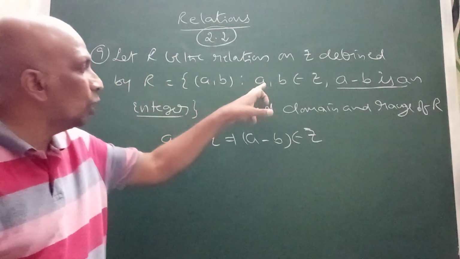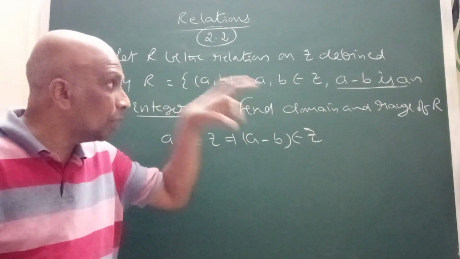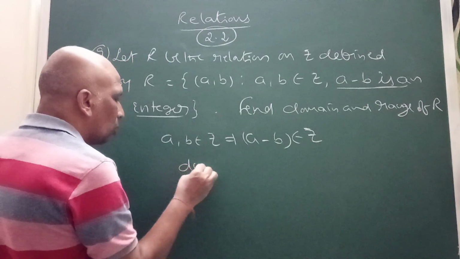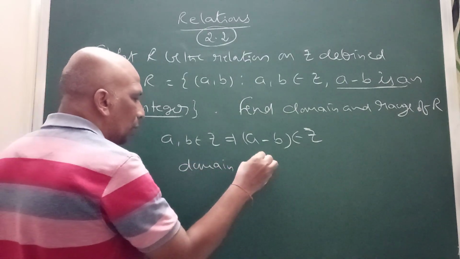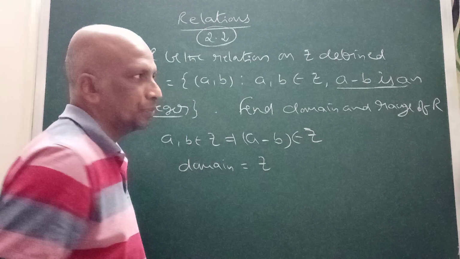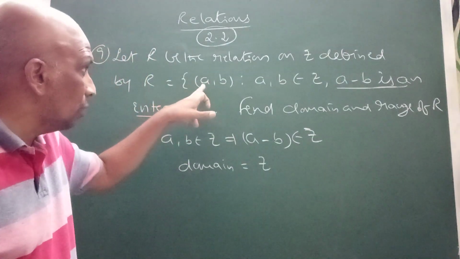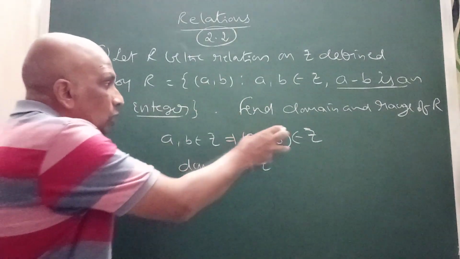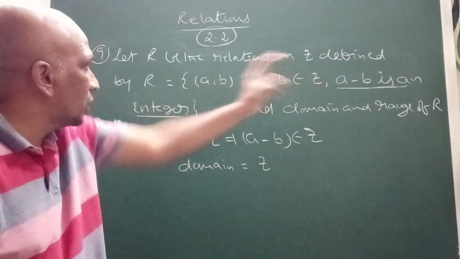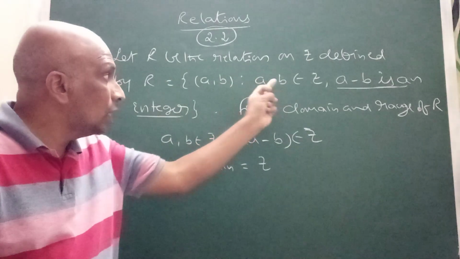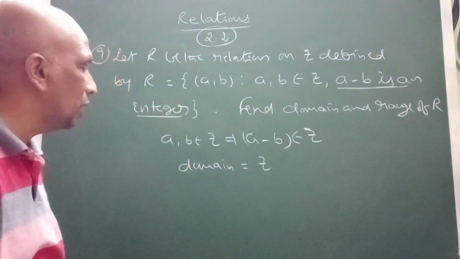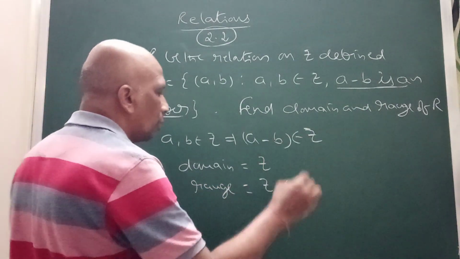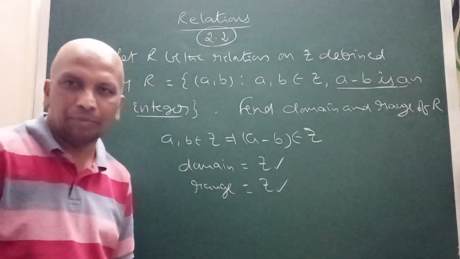The first element a you have taken from Z, the set of integers. So what are they asking? The domain. So the domain should be equal to Z, the set of integers, because the first element you are taking from that. Even the second element you are taking from that only, because the difference will also come from that only. They are saying here the difference is an integer, so the elements a and b you are taking from Z only. That is the meaning here. Range is also equal to Z. So domain equals Z, range is also equal to Z.